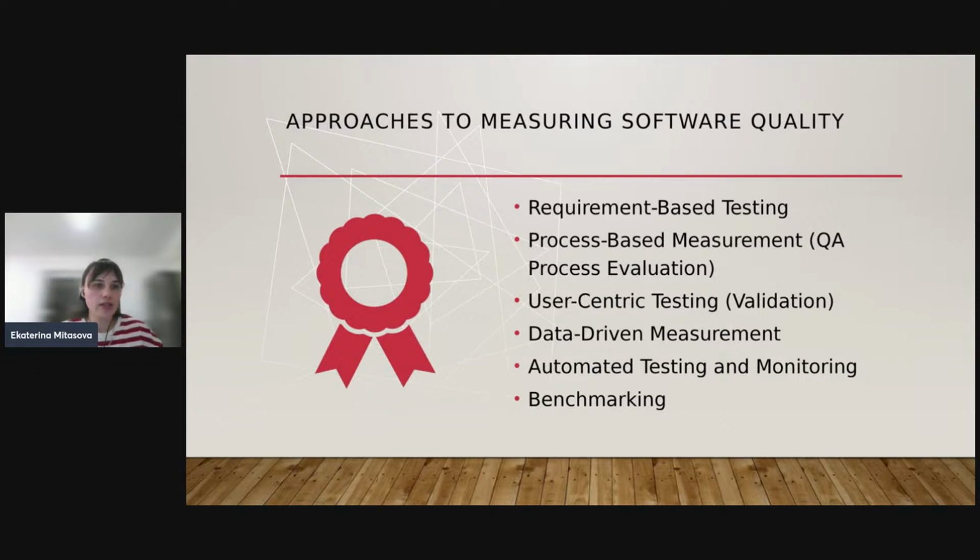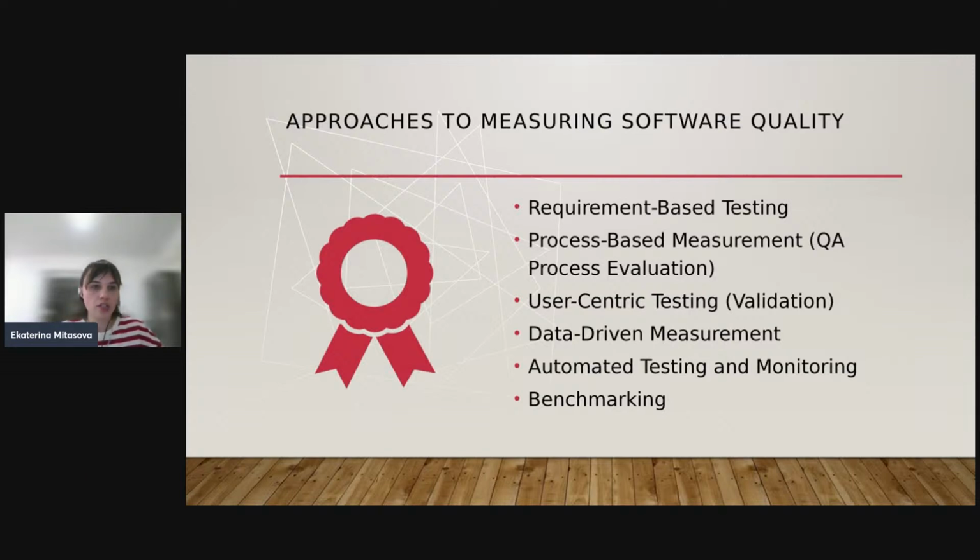The fourth one is data-driven measurement. It uses data generated during testing phases and production monitoring to evaluate metrics. For example, we can measure defect density and response time. For example, in practice, we can analyze some logs and transaction records to measure system performance.